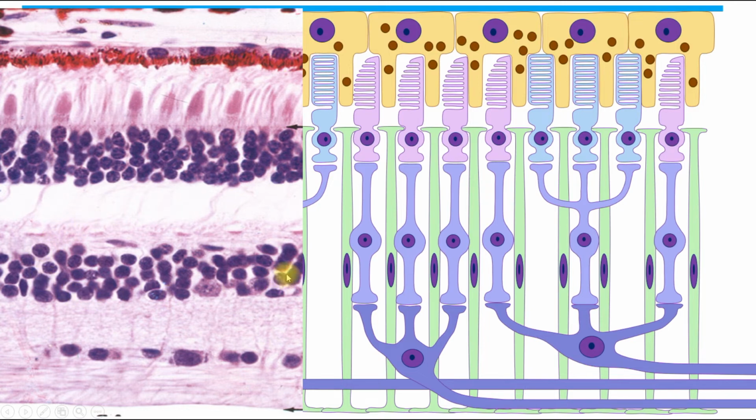Next layer, it's inner granular or inner nuclear layer. It corresponds to nuclei of bipolar cells. Outer corresponds to rods and cones. Inner corresponds to bipolar cells. Also, there are nuclei, they have this localization. Next, it's inner plexiform layer or inner reticular layer. It corresponds to synaptic contacts between bipolar cells and multipolar cells, this layer.